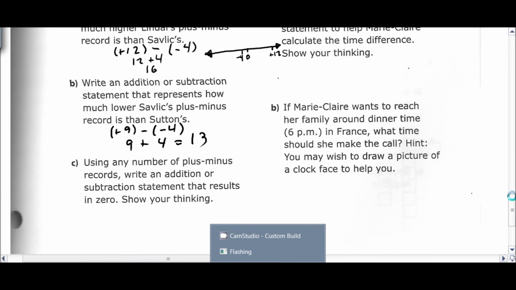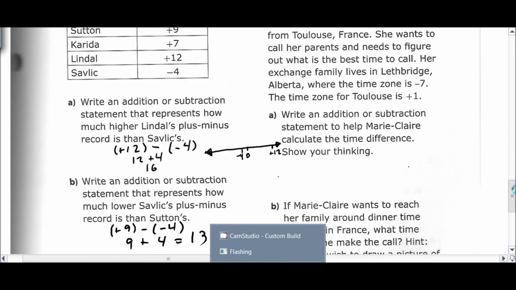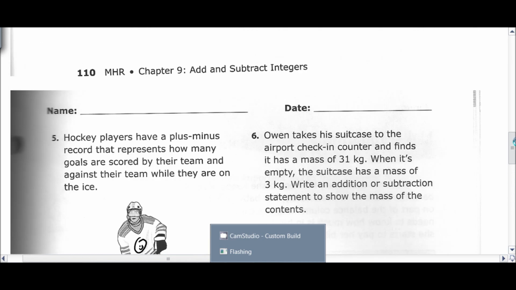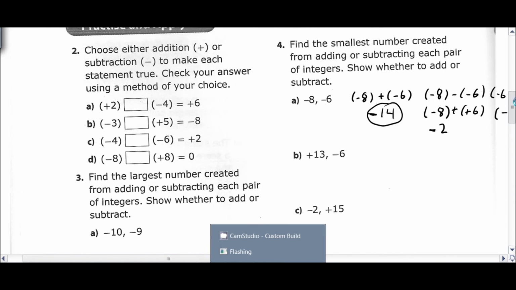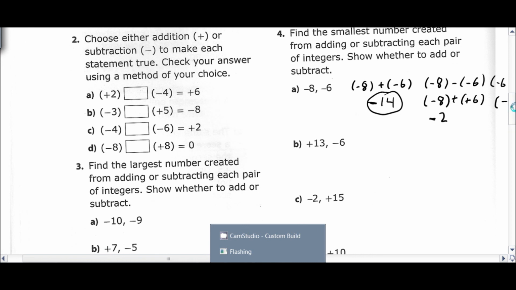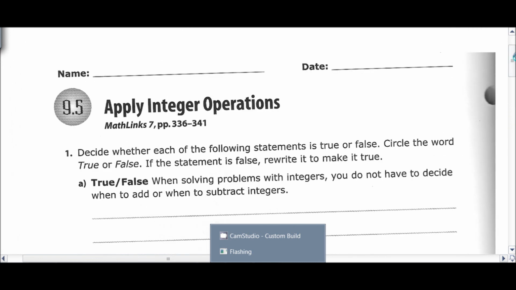I'm going to leave C for you to work out on your own. And I'm going to leave the rest of the page, in fact, for you to work out on your own. So that concludes this lesson.